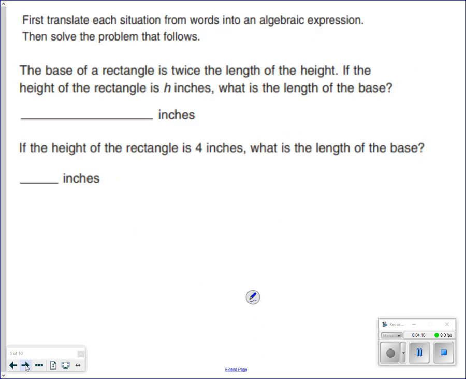First, translate each situation from words into an algebraic expression. Then solve the problem that follows. The base of a rectangle is twice the length of its height. The height of the rectangle is 8 inches. What is the length of the base? In this situation, you're going to take this H. It's twice the length, so you're going to multiply the height by 2. If the height of the rectangle is 4 inches, what is the length of the base? Well, if the height is 4, the length of the base will be 8, because 4 times 2 is 8.